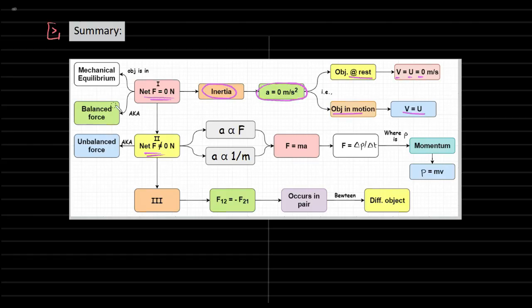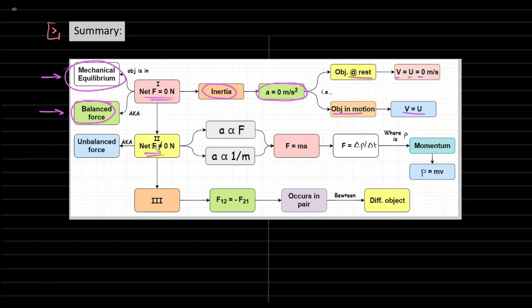Right? One more way of putting across that the object is in inertia is to say that the object is experiencing a balanced force. Or we can say the object is in mechanical equilibrium. All of this means the same, that is, the net force is equal to 0. You need to know this language so that you can handle complicated questions, tricky questions.